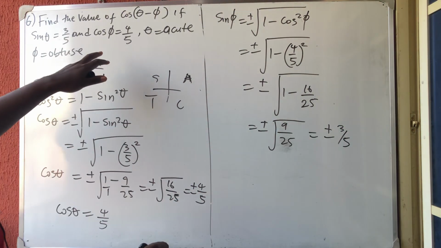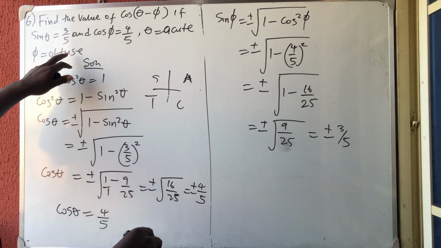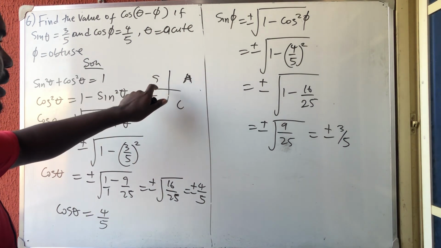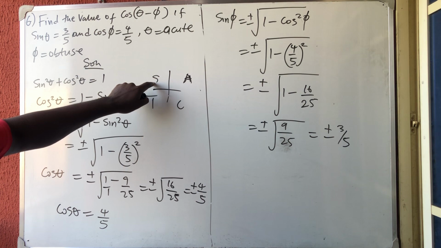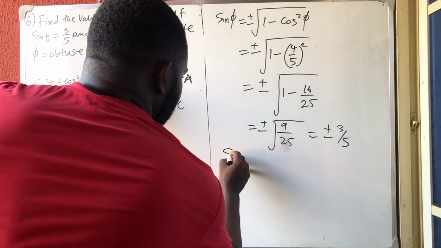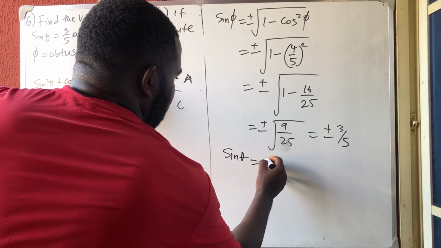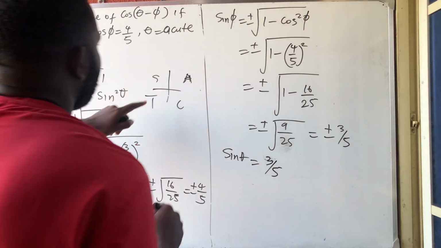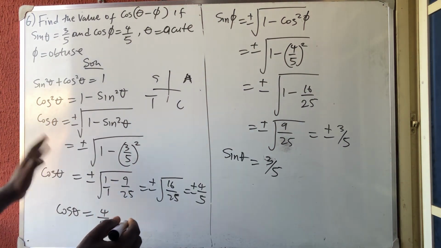But they say that phi is obtuse. Obtuse means greater than 90 but less than 180, and in obtuse, that is the second quadrant, sine is positive. So therefore sine phi is equal to positive 3/5. We have gotten everything we need.